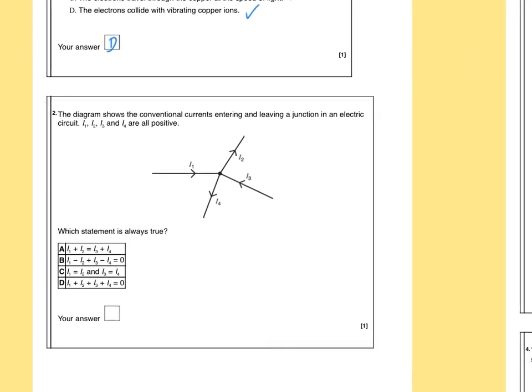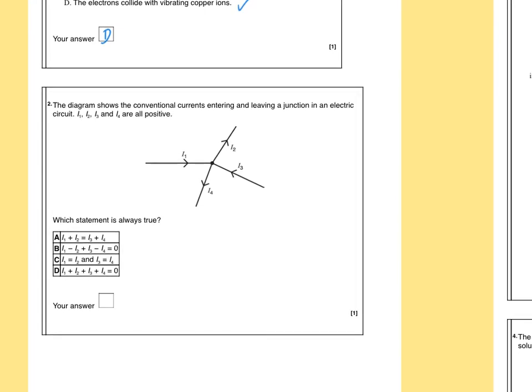Question 2 is a straight question on Kirchhoff's law. It says a diagram shows the conventional currents entering and leaving a junction. So it's talking about conventional currents. A reminder that is from positive to negative. We always label conventional current in a diagram. When you're asked to label the current, you always label from positive to negative. So they labeled them as I1, I2, I3, and I4. They are all positive, meaning that they're showing you the direction in which they're moving.